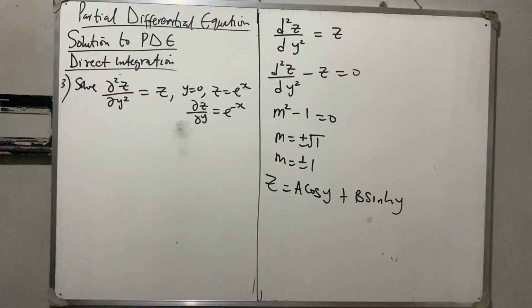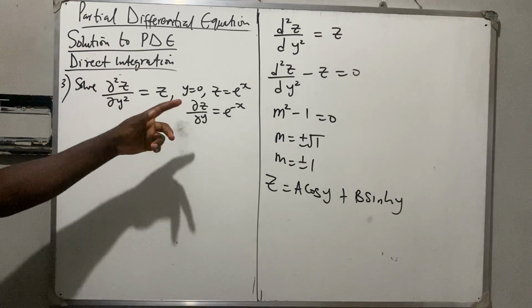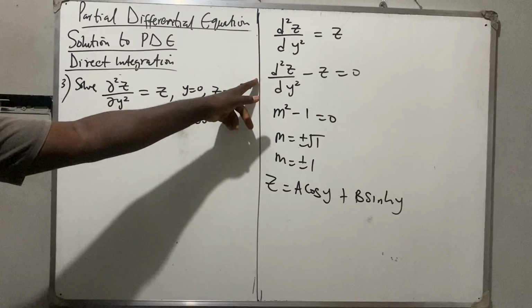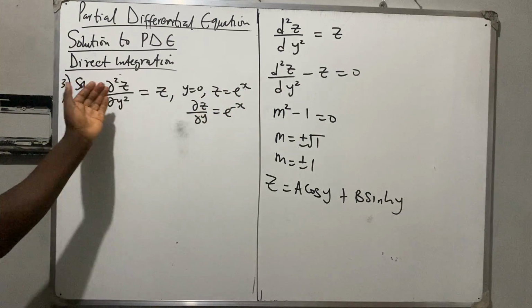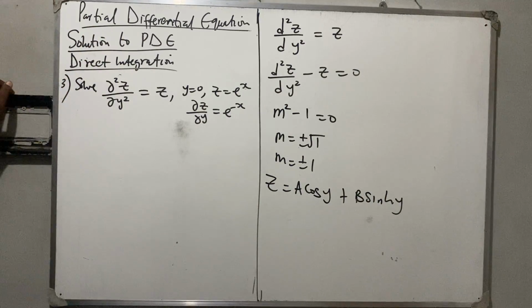Yes, that is how it will look, if I'm not mistaken. But in this case, you see that z is not just a function of y, but a function of x. That is why they say that z is equal to exponential x. Even without that, you should know that a partial differential equation is always a differential equation that contains two independent variables. So the independent variables must be 2.